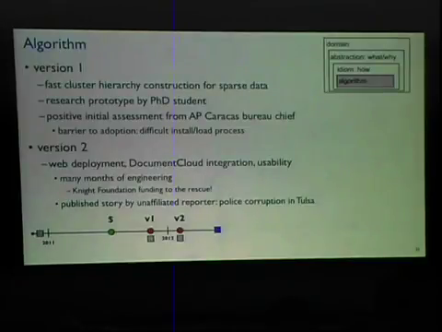And the success story here was that a reporter did use the system, who had no connection to us, in this case to investigate police corruption in Tulsa. So we were very excited about this.